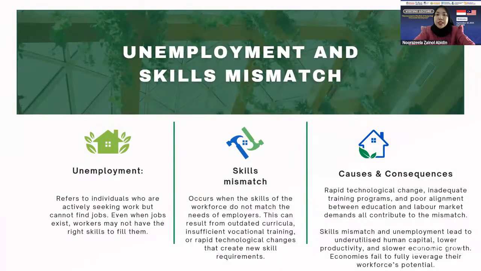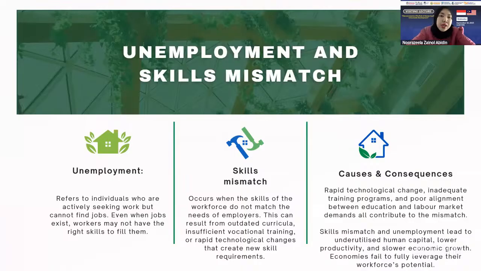So now we move to unemployment and skill mismatch, which are key challenges in human capital development. So the first one, unemployment, okay, refers to individuals who are actively seeking work but cannot find a job. So even when jobs exist, workers may not have the right skills to fill them. The second is skill mismatch, okay, which occurs when the skills of the workforce do not match the needs of employers. So this can result from outdated curriculum, insufficient vocational training, or rapid technological changes that create new skill requirements. Okay.